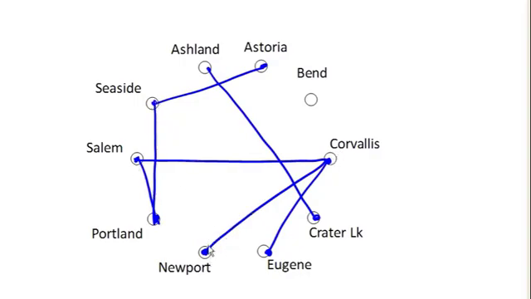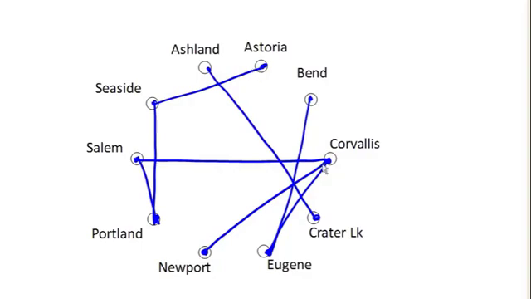How about Bend to Eugene? Bend to Eugene, that's fine. That's no problem there. How about Bend to Salem? No, that would end up creating a circuit, so no Bend to Salem. How about Astoria to Newport? Kind of hard to see there, but it would create a circuit, so I'm going to skip that one. How about Salem to Astoria? No, that one would create a circuit. How about Corvallis to Seaside? Nope, that would create a circuit.